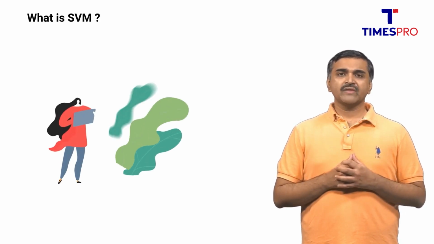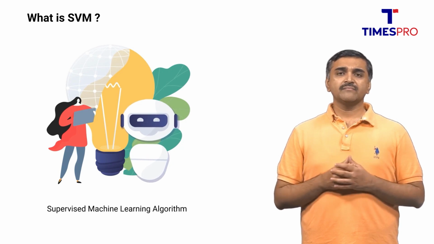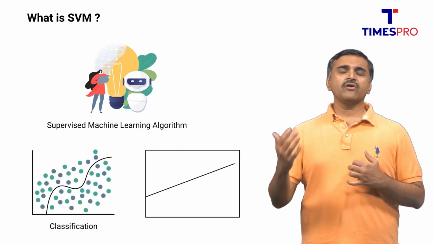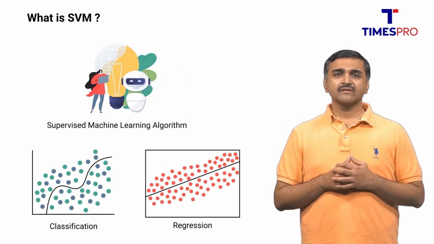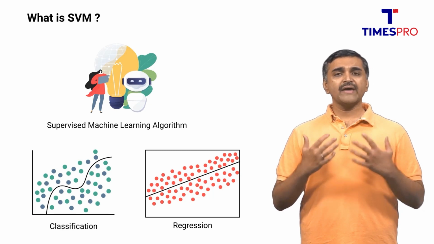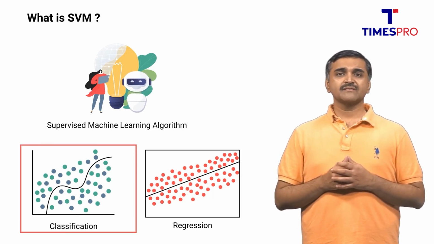Before we proceed further, let's try to understand what is SVM. SVM is a supervised machine learning algorithm which can be used either for classification or for regression tasks. Here in this video, we are going to look at how SVM can be applied for a classification task.